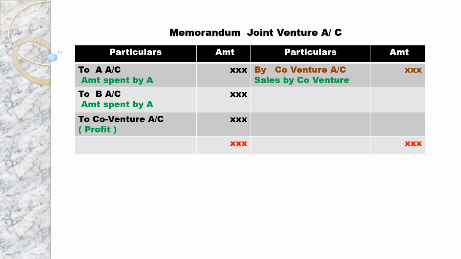If B has sold the goods, we record on the credit side the amount of goods sold by B. So on the credit side, we record the sales made by the co-venturers.